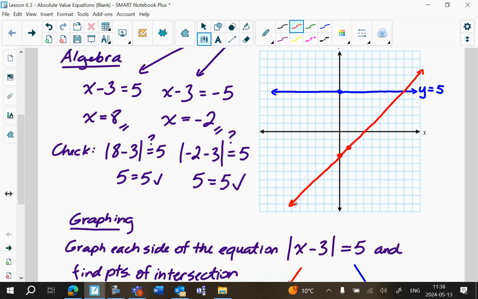But am I done? No. I've only graphed x minus 3. When I do the absolute value, what happens? Everything below flips above. So this basically disappears, and it goes up here, and it forms a V shape. So it's going to look like this.